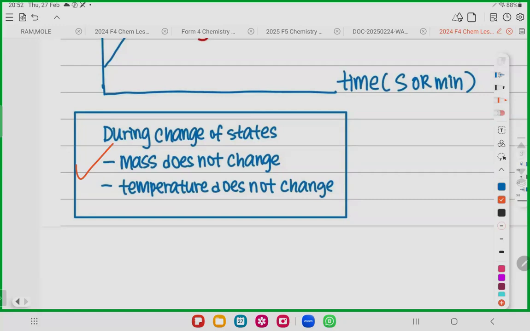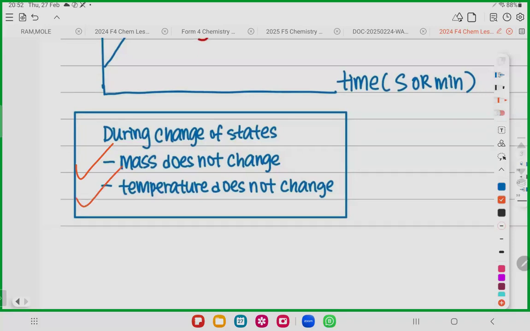You cannot say I have 1 kilogram of solid, and when I heat it, I get 7 kilogram of liquid. Doesn't make sense. Or I have 2 kilogram of liquid, and when I boil it, I get 1 kilogram of gas. Doesn't make sense. The mass should be the same from beginning to the end.